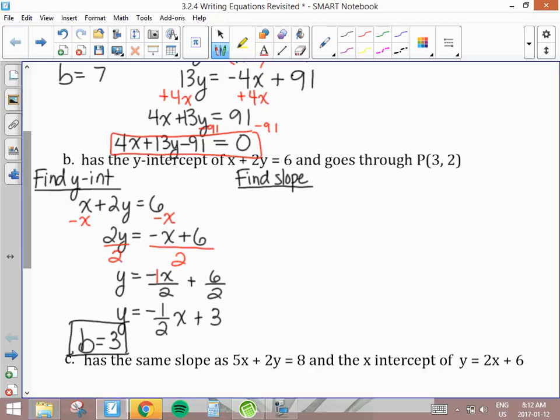So I have the y-intercept, and I know that I can rewrite the y-intercept as (0, 3), because at the y-intercept, the x value is 0. And I also have the point P, so (3, 2). And I'm going to use those 2 points in the formula m equals y2 minus y1 over x2 minus x1.